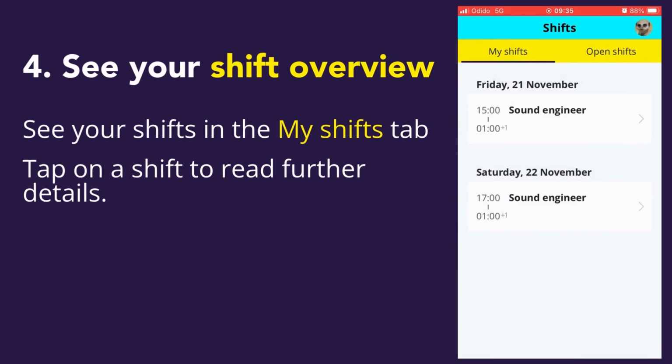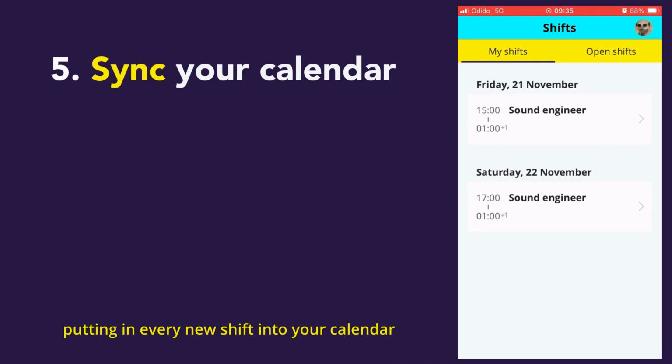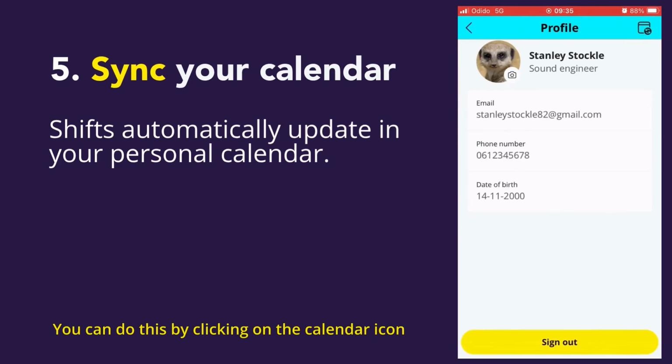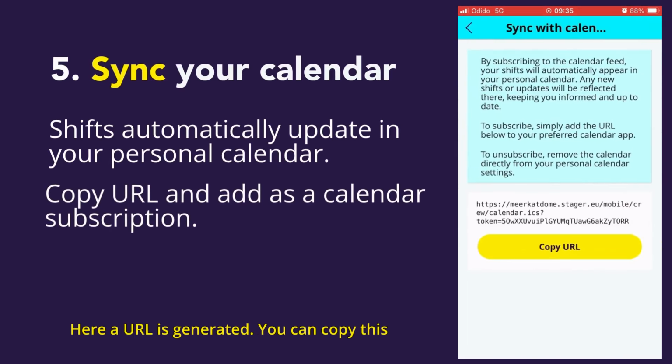Instead of manually putting in every new shift into your calendar, you can sync your upcoming shifts with your personal calendar. This means that if a shift is added, moved, or cancelled, it will also automatically update in your personal calendar. You can do this by clicking on the calendar icon in the top right-hand corner of your profile page. Here a URL is generated. You can copy this URL and add it as a calendar subscription in your personal calendar. To stop receiving shifts in your agenda, you'll need to manually remove the subscription from your calendar.